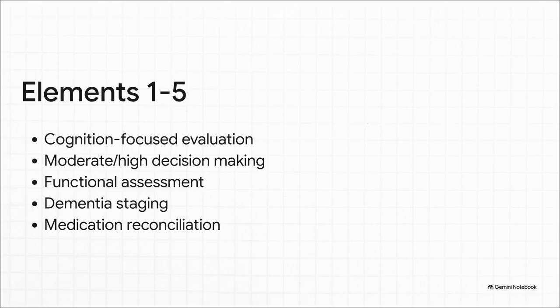Third, a functional assessment evaluating basic and instrumental activities of daily living. Fourth, you absolutely must document the staging of the dementia using a recognized scale, like the FAST scale or the CDR. And fifth, a thorough medication reconciliation, specifically looking for any high-risk medications that could actually be exacerbating the cognitive issues.